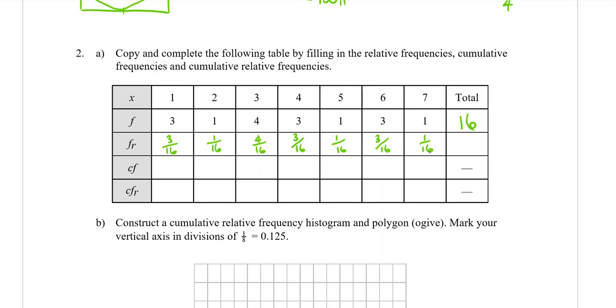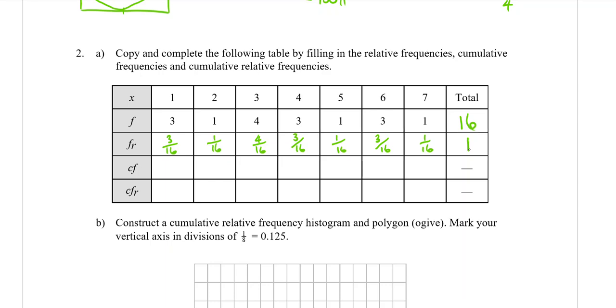If you add all of those up, what should they equal? What do they equal? 1. Okay, if we're dividing it out of 16 and adding all those parts up, yes, of course, that should make a total of 1. Now let's do CF, which is cumulative frequency.